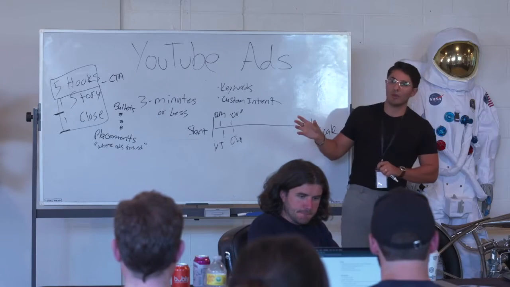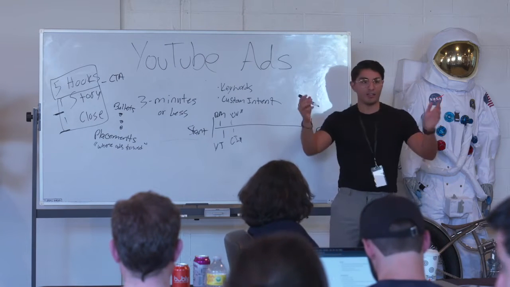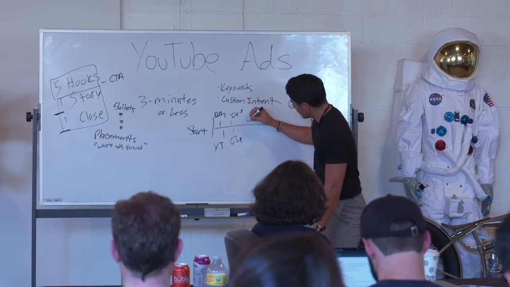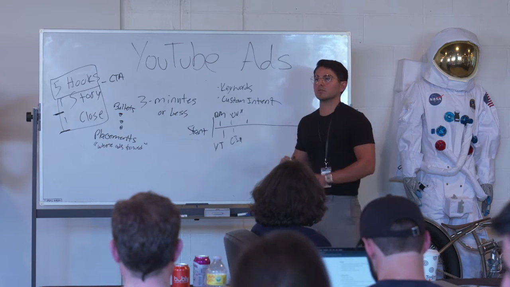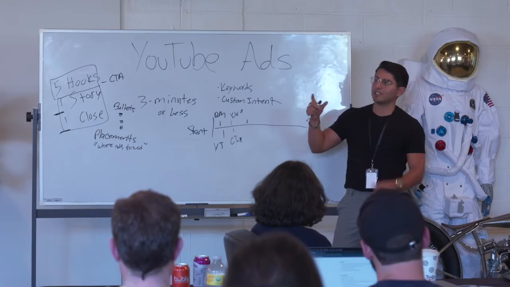So that's the best way that we found to start. And then if you're scaling, like most of you are already running YouTube ads, custom intent is more based on the search history, or websites as well. It's basically called a custom audience, right?